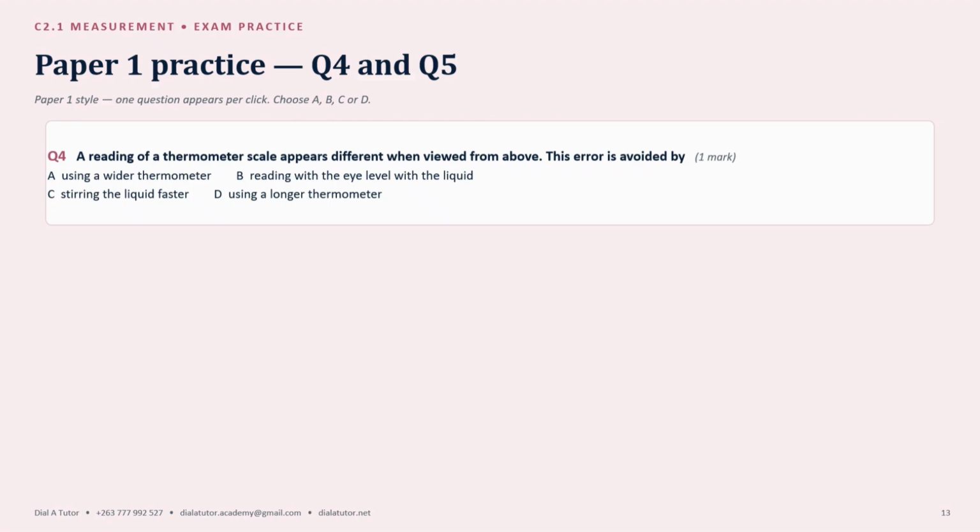Question 4. A reading of a thermometer scale appears different when viewed from above. This error is avoided by A, using a wider thermometer; B, reading with eye level with the liquid; C, stirring the liquid faster; D, using a longer thermometer.